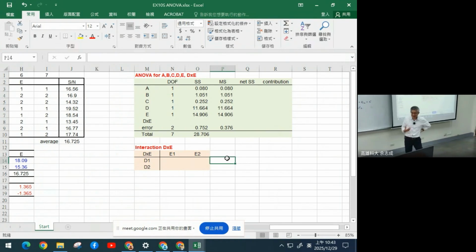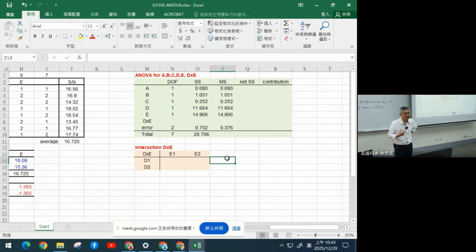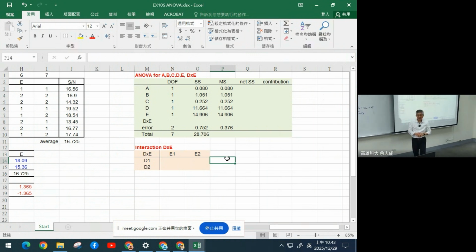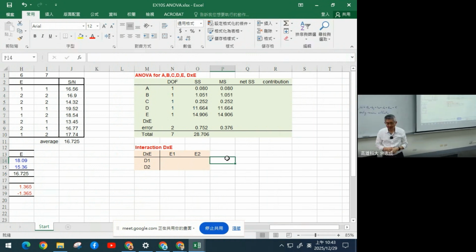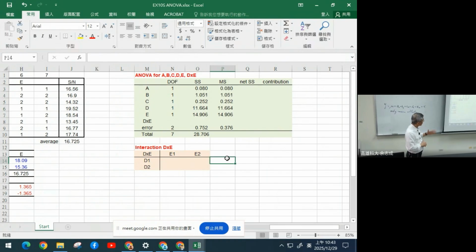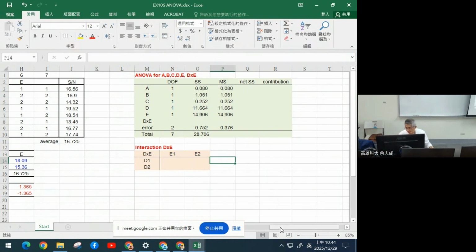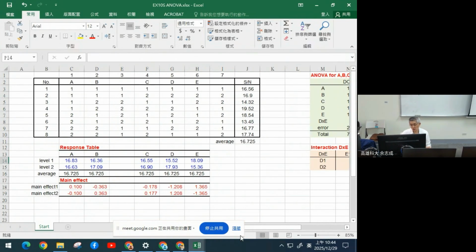Now we want to estimate the interaction D and E. Before we estimate the interaction sum square for D and E, we have to make sure this interaction is estimable. How to make sure whether it is estimable or not? We need to check their confounding structure. So here, let's find out what is the confounding structure.